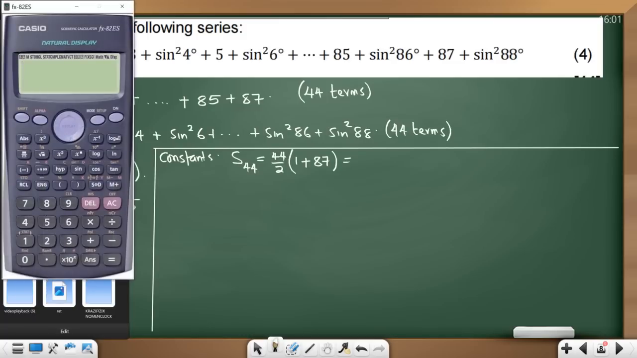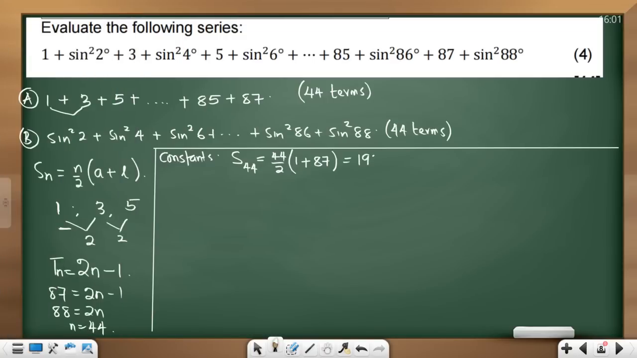Okay, let's just put it in a calculator. 44 divided by 2 gives us 22. 22 times 88 is 1936. What do I then do to the sine squared?